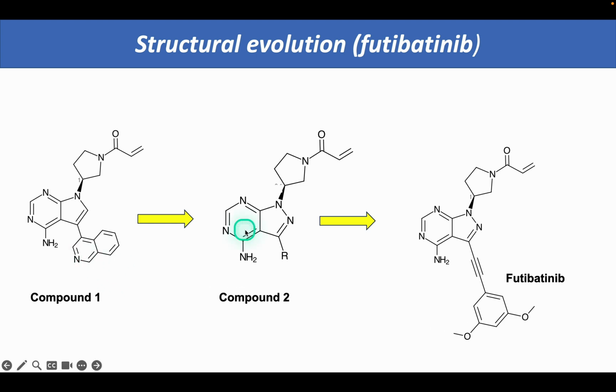Futibatinib is based on compound 1, which features a pyrrolopyrimidine heterocycle, which was replaced by a heterocycle of pyrazolopyrimidine, as in compound 2. Additionally, the quinoline substituent was replaced by a chain formed by a triple bond and a dimethoxyphenyl group.